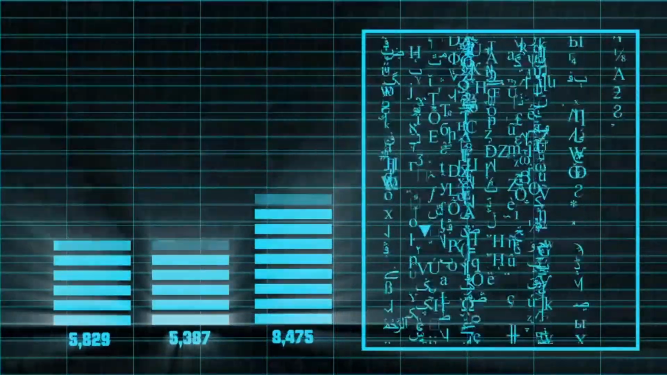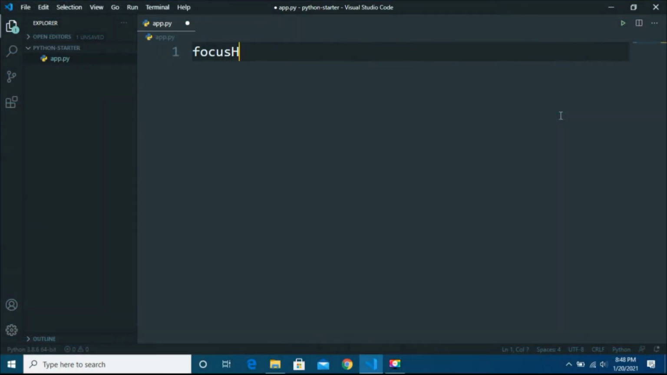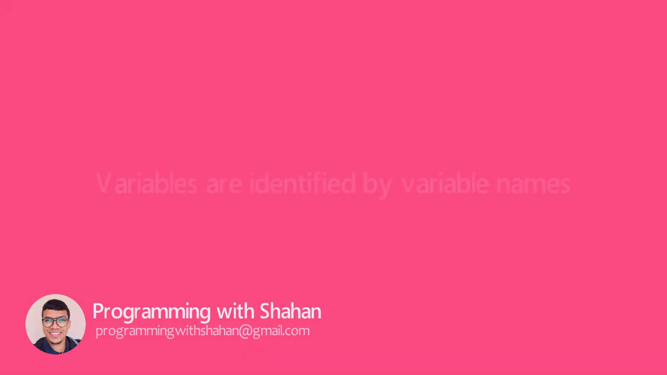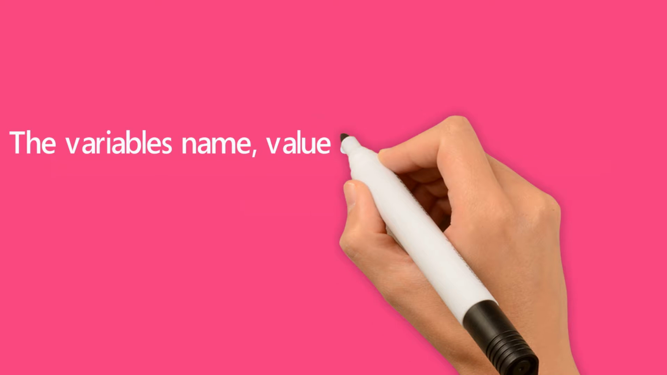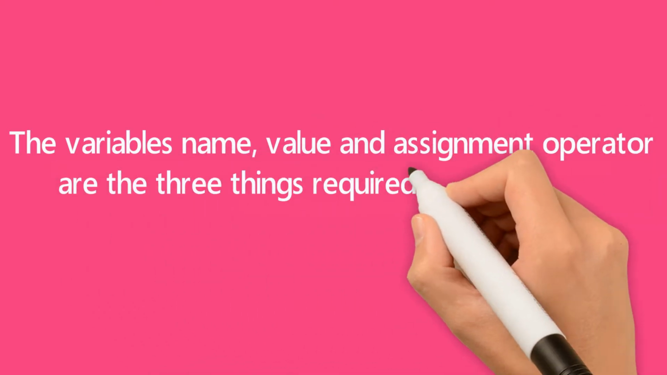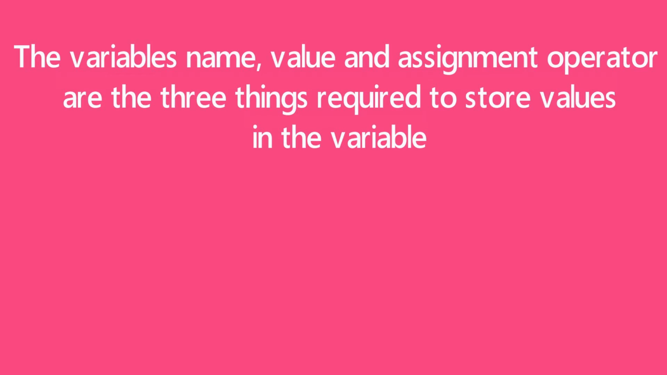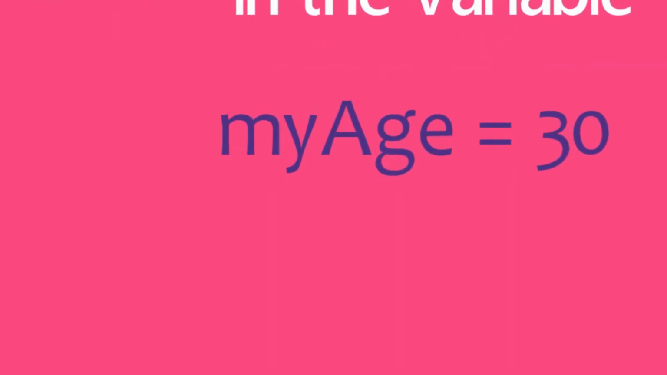Let me give you a quick example. Say I want to store data of my daily focus hours in a variable called focus hour equals 10. Here, we use the variable name focus hour, which stores a value of 10 with the assignment operator. The variable name, value, and assignment operator are the three things required to store values in a variable. Like my age equals 30. So my age is a variable which has a value of 30.